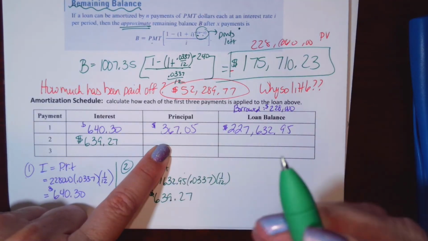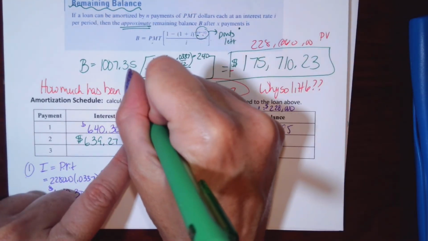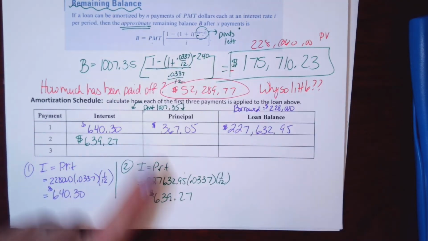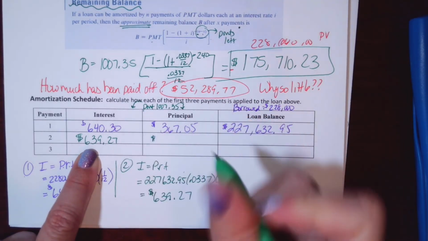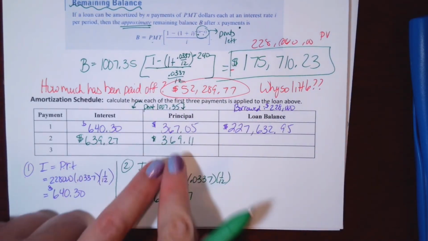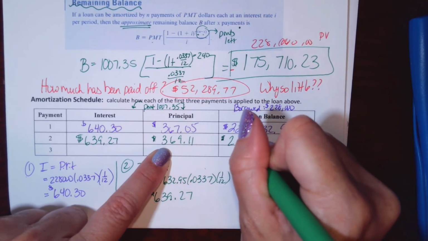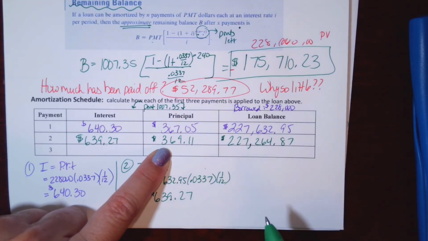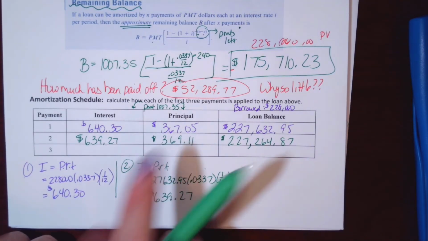So I'll take my payment amount, the $1,007.35, and it is split between these two columns. This is how much went to interest, so the rest of that went to principal, about $1 more. This gets subtracted from my loan balance. So now my new loan balance at the end of that second month is still over $227,000. I only paid $1 more of interest out of that second payment.